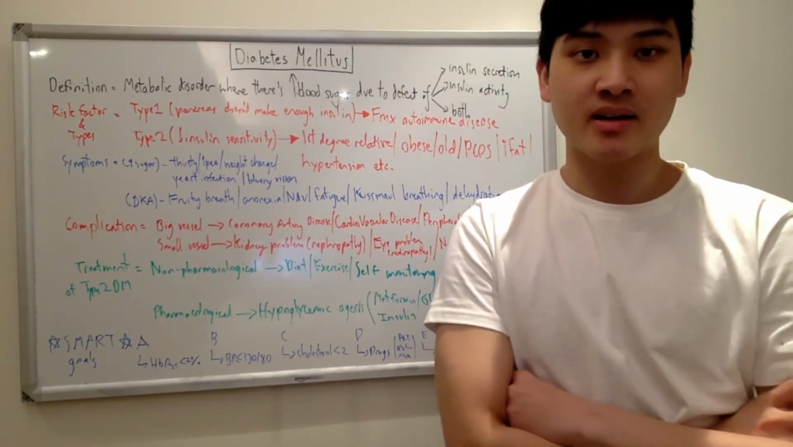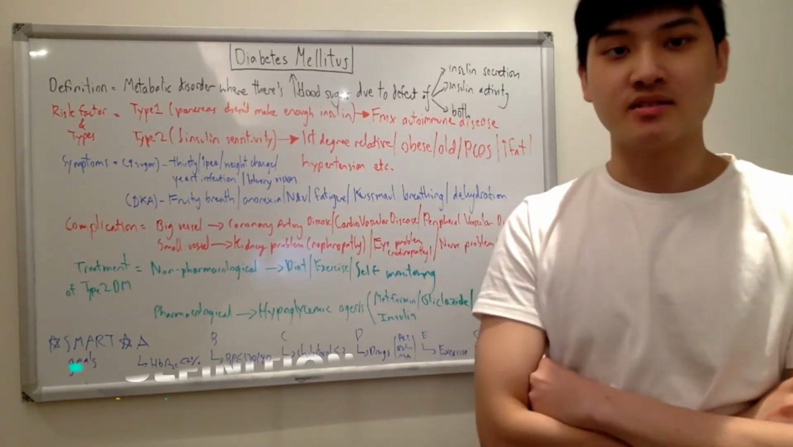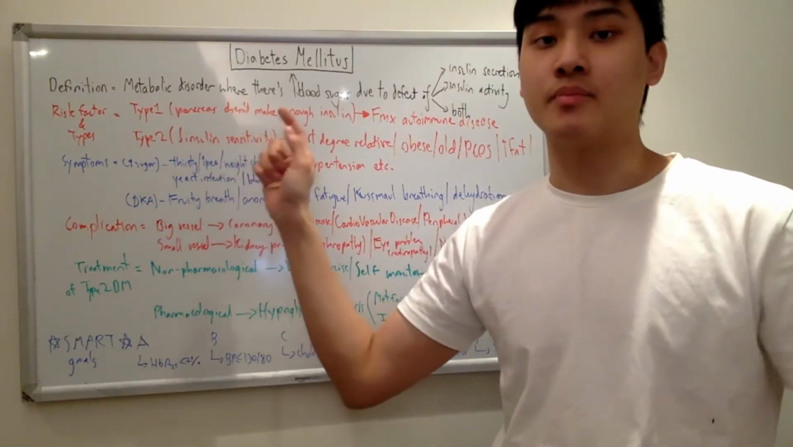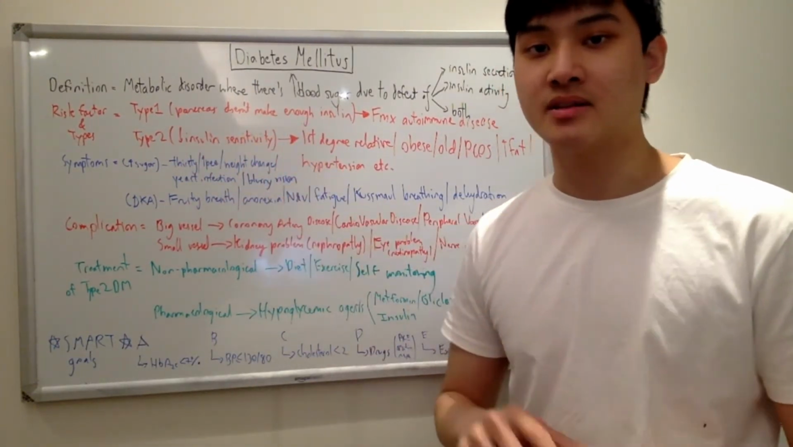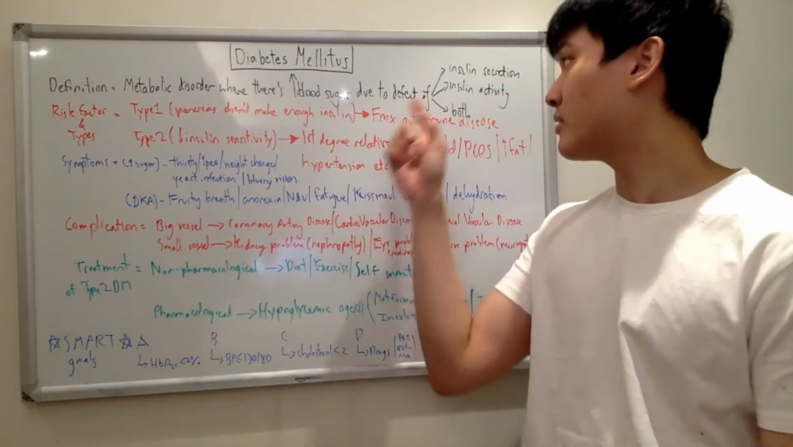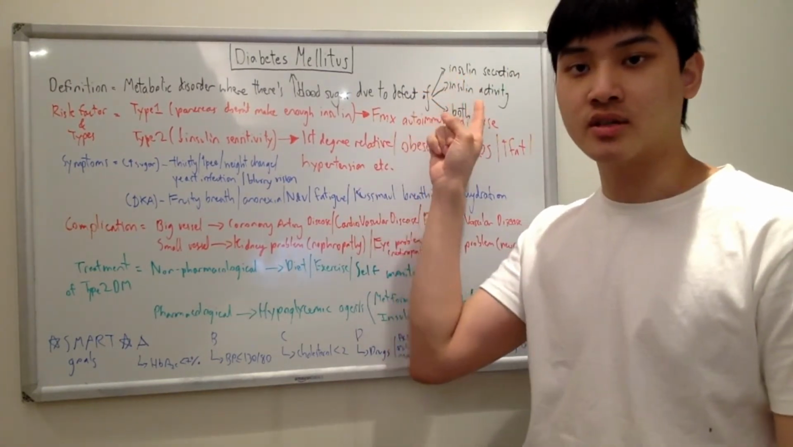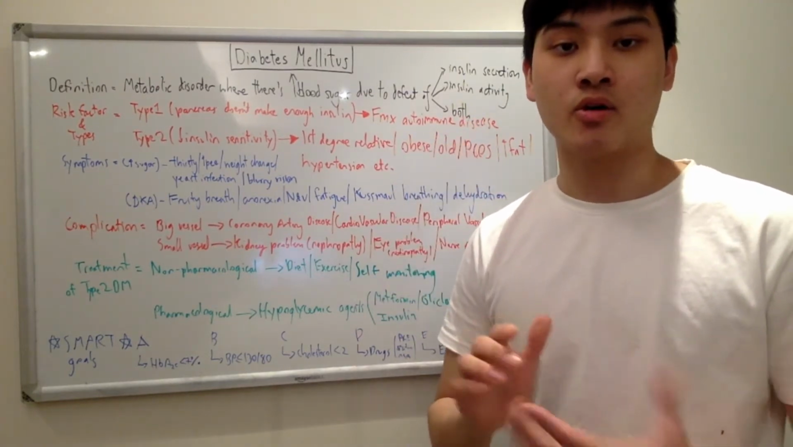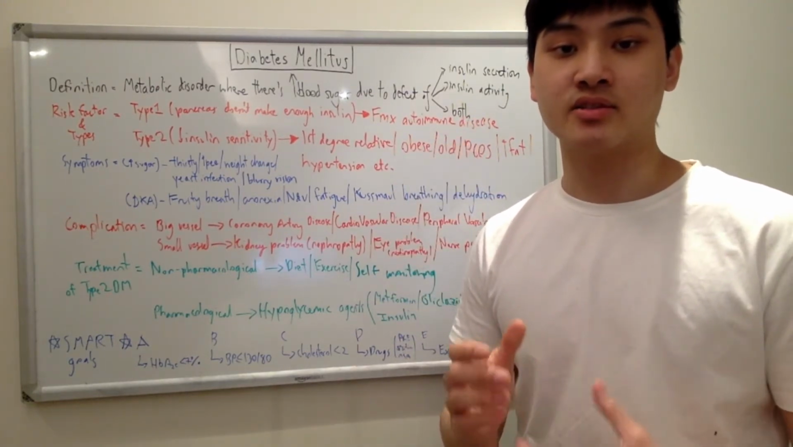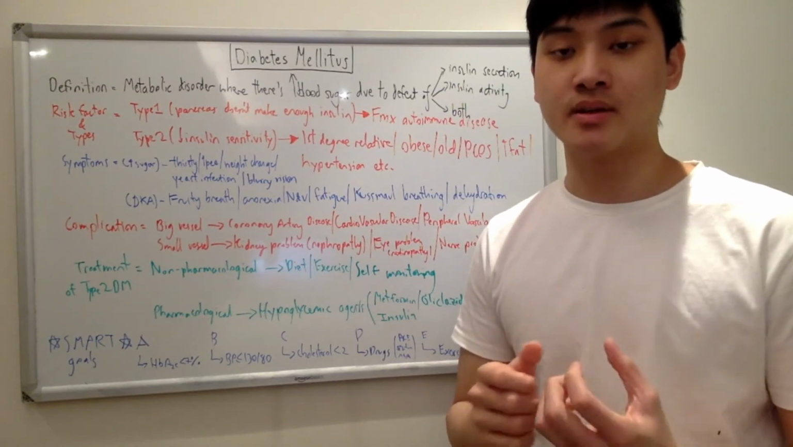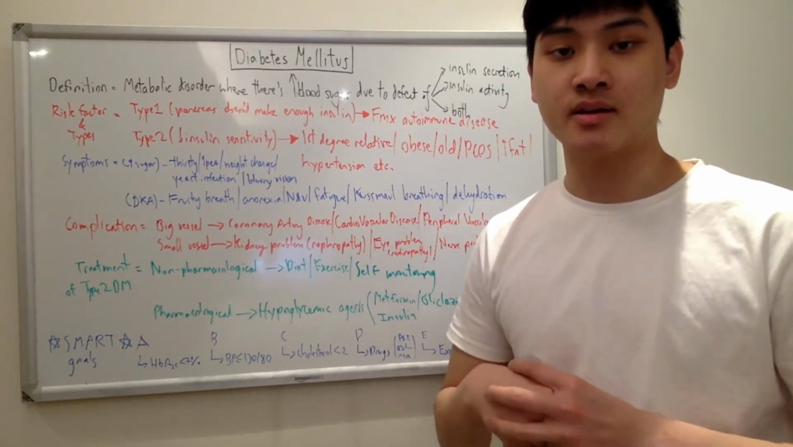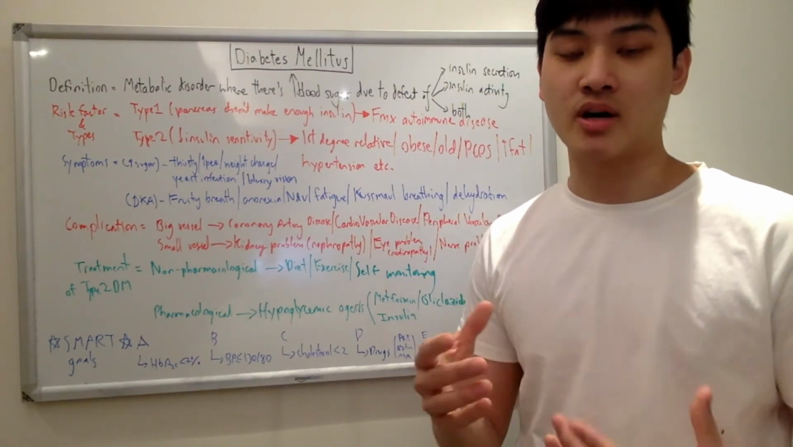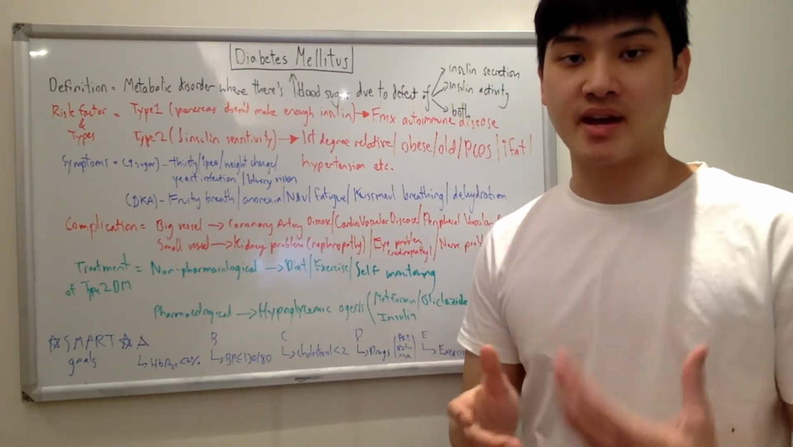Today I want to talk about diabetes mellitus. The definition of diabetes is the metabolic disorder where the blood sugar is high due to a defect of either insulin secretion, insulin activity, or both. Insulin is a very important hormone in the body. It takes the sugar from the blood to be absorbed into the body and then be stored as glycogen. It is produced by the pancreas.